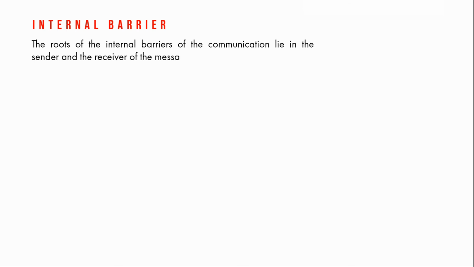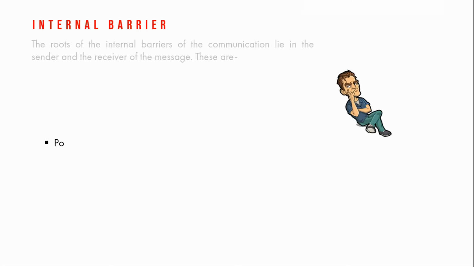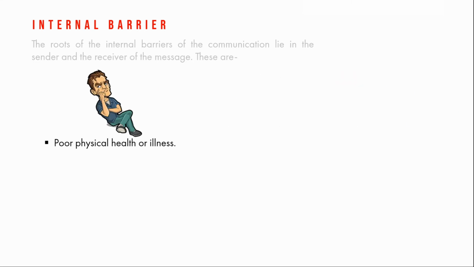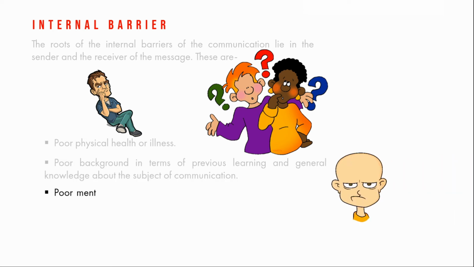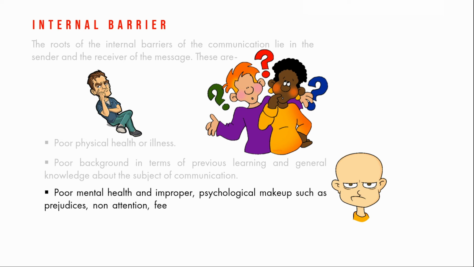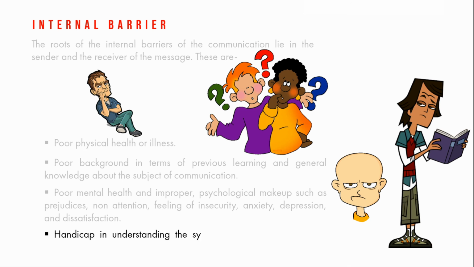Internal barriers. The roots of the internal barriers of communication lie in the sender and the receiver of the message. These are poor physical health or illness, poor background in terms of previous learning and general knowledge about the subject of communication, poor mental health and improper psychological makeup such as prejudice, non-attention, feeling of insecurity, anxiety, depression, and dissatisfaction. Handicap in understanding the symbolic expressions, verbalism, and graphical representation, etc.